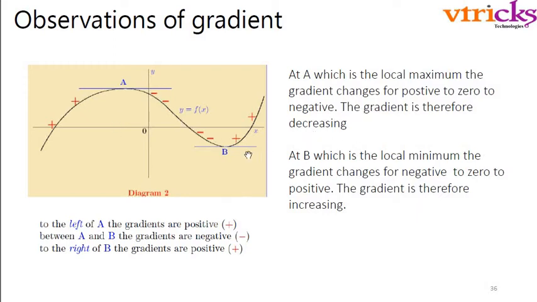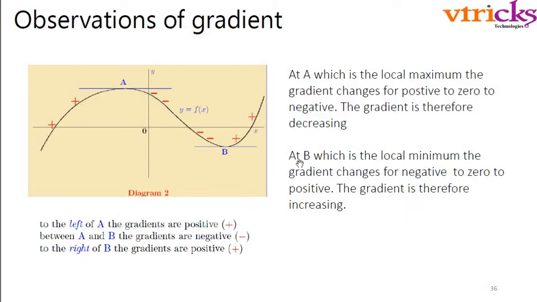Okay. Now likewise, if we analyze the behavior near the point B, now here you see dy by dx was negative. y was decreasing as x was increasing. Then once again dy by dx became 0, and after the point B now y is increasing as x is increasing. So at a point of local minimum, which is indicated by B, the gradient changes from negative to 0 to positive. So the gradient is therefore increasing. It is first decreasing and after the minimum it starts increasing.